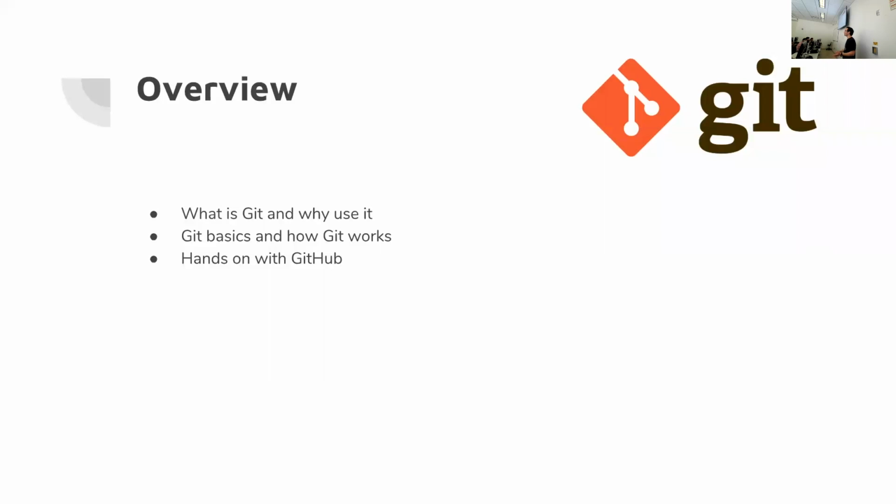Basically, we're going to talk about what Git is and why you might want to use it. Next, we're going to talk about the Git basics and how it really works. I'm going to focus on some of the stuff it's actually doing under the hood. So, what happens when you actually commit? What happens when you make a branch? Things like that, so when you're typing in these commands, you actually know what's happening. And for our last thing, we're going to do a small little project and get it uploaded to GitHub, play around with some pull requests and things like that.